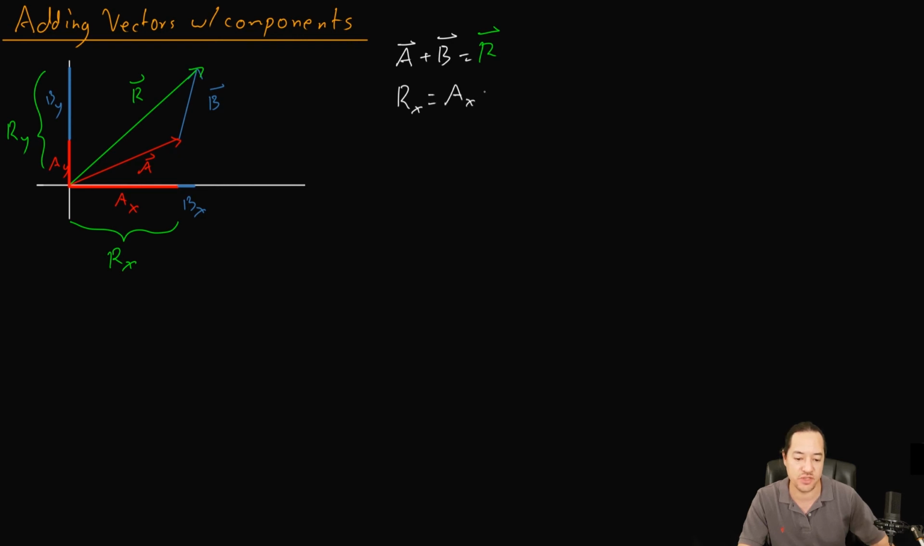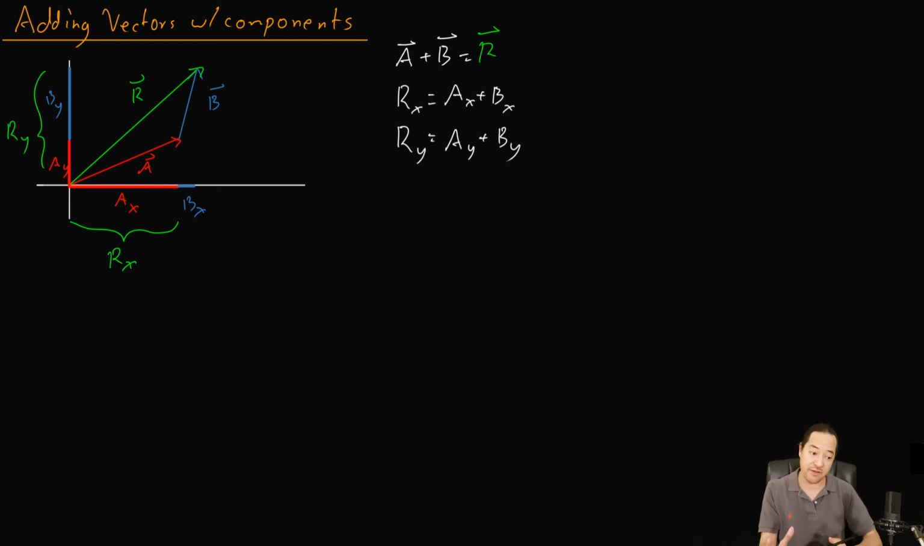So the general rule here is that when we're adding vectors together, R sub x is going to be equal to the sum of A sub x plus B sub x, and the same goes for the y components right here. So if we have components, it becomes a very easy way to add the components together, and that's the same as adding the vectors together. We'll get the same exact resultant. Very, very useful. And this can be useful when we have lots of vectors, right?